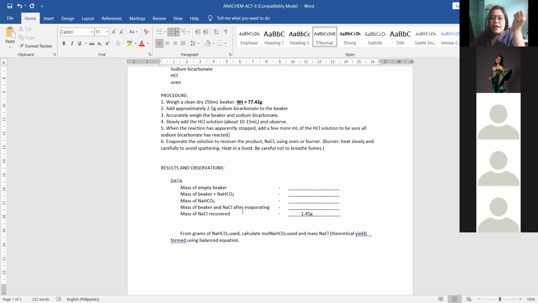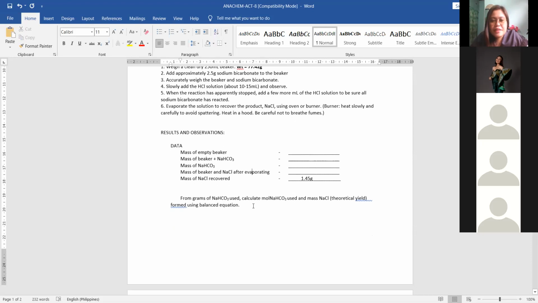Mass of beaker and NaCl after evaporating. So the mass of sodium chloride is given, it's 1.45. Just add it to the mass of the beaker to get this one. For the next part, you will be doing stoichiometric computation.